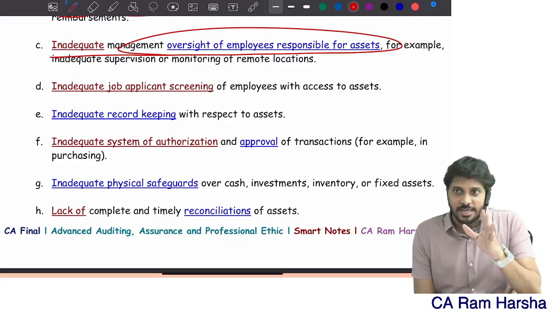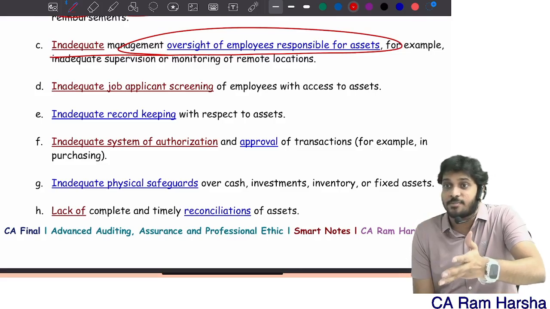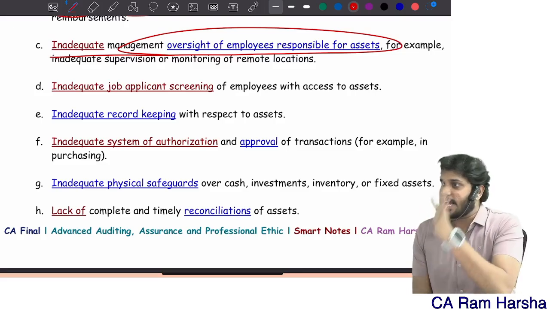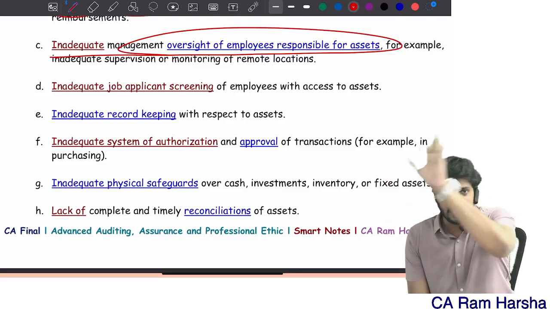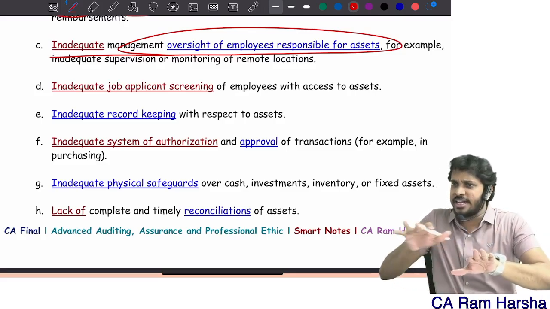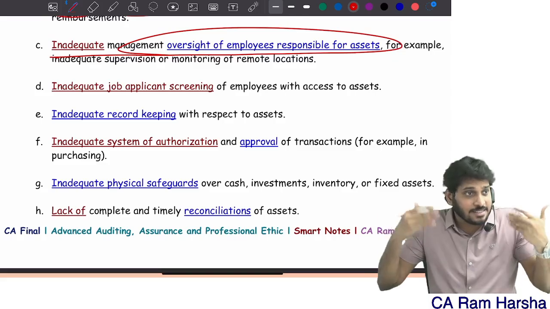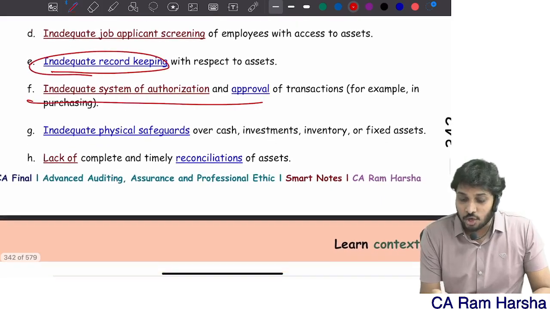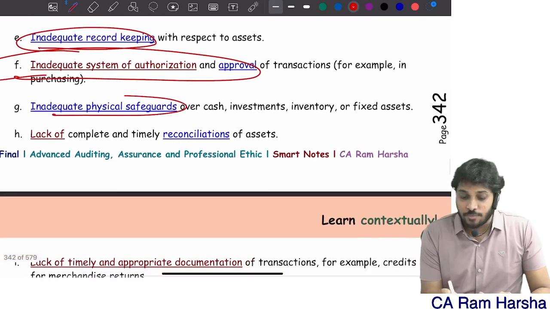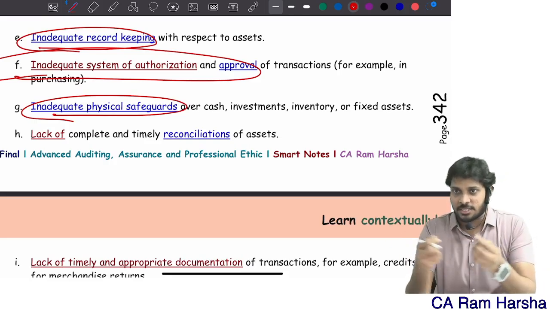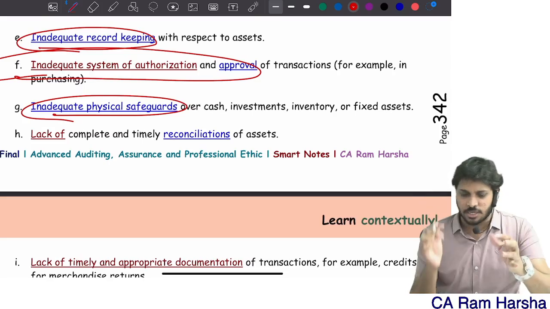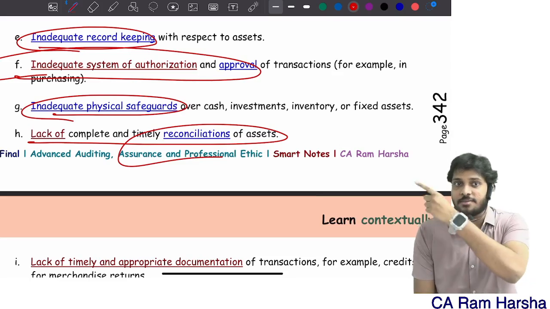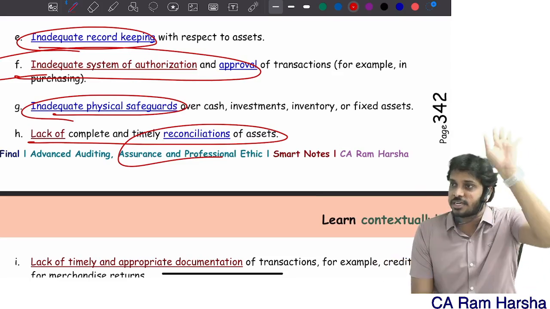Top management is not serious about employees who are dealing with assets. For example, the store manager is careless, the cash department manager is careless, inventory maintenance, in all, whoever deals with assets, management is not caring about them, not looking at how they are functioning. Inadequate record keeping, inadequate authorization and approval, inadequate physical safeguards. There are no cameras, no locking systems and all. Lack of complete reconciliation. That's why we need to check whether physical verification is happening at reasonable intervals or not. If that is not happening, that's a fraud risk factor.